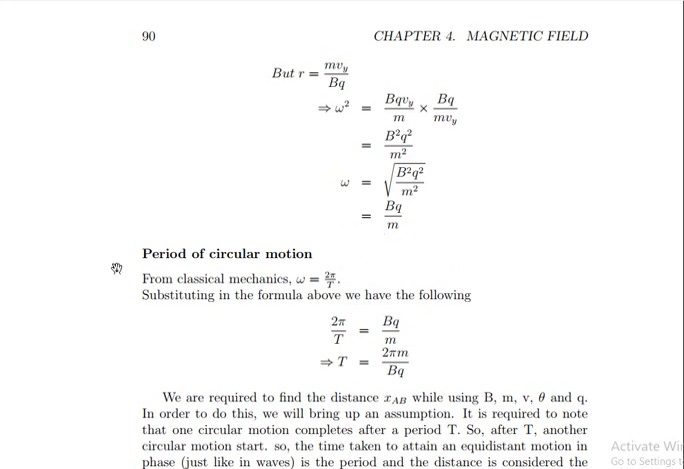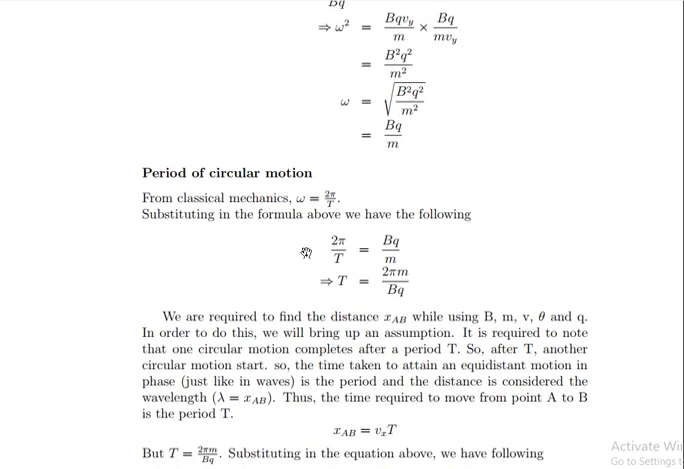From here we can find the period. Omega is equal to 2 pi over the period. Now we can substitute into this formula: 2 pi over the period is equal to B q over m. So the period is equal to 2 pi m over B q.